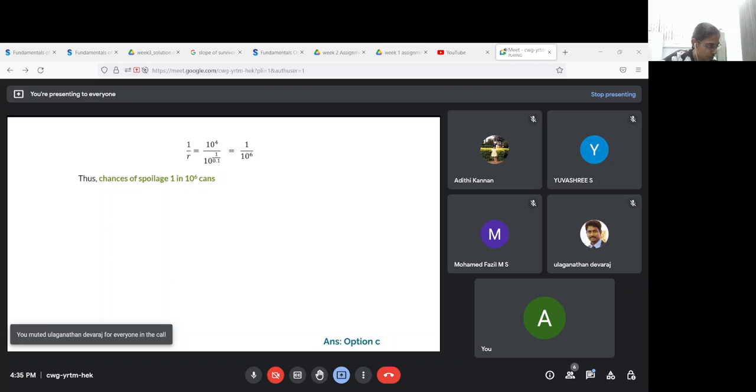So the answer to this question is option C. Yeah, so 10 power minus 6 will be the probability, but since the options are given as some number of cans, you will have to interpret this to mean that one organism present in one can spoils one among the 10 power 6 cans. So yeah, chances of spoilage will be 1 in 10 power 6 cans, and the answer to this question is option C.